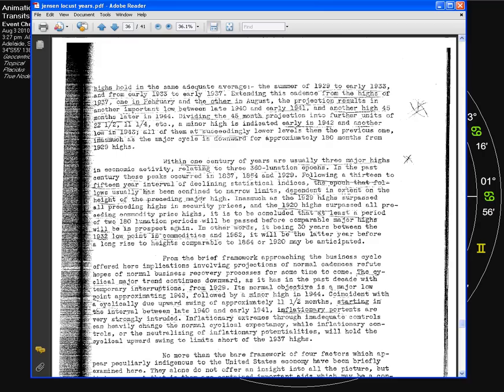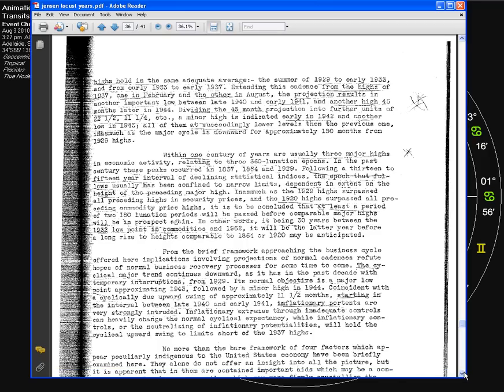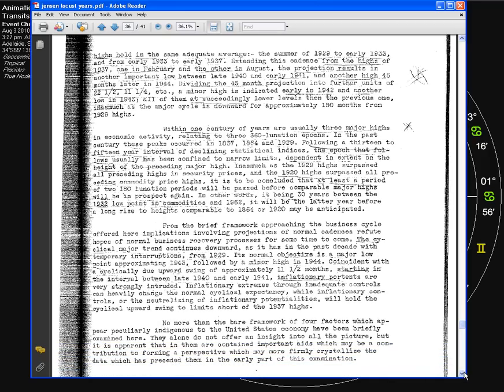It is to be concluded that at least a period of two 180 degree lunation periods will be passed before comparable major highs will be in the prospect again. In other words, it being 30 years between the 1932 low point in commodities and 1962, it will be the latter year before a long rise to heights comparable to 1864 or 1920 may be anticipated. Okay. He goes on here.